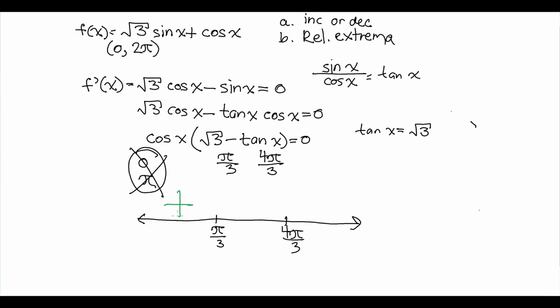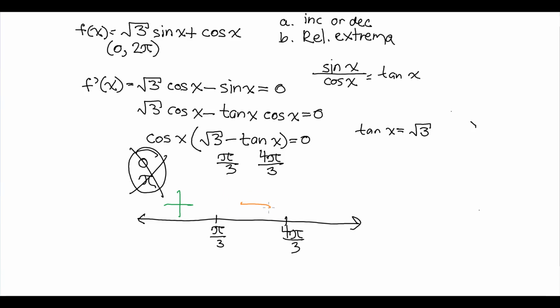Now, let's check a point from pi over 3 to 4 pi over 3. Let's try pi over 2. Good convenient number, because cosine of pi over 2 is 0, and minus sine of pi over 2, that's 1. So we have negative 1. So we get a negative value.